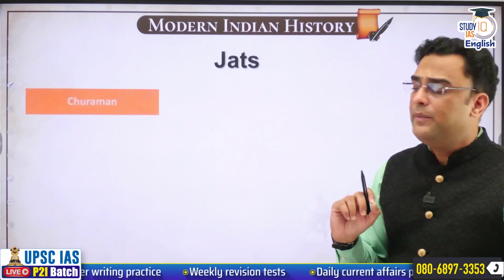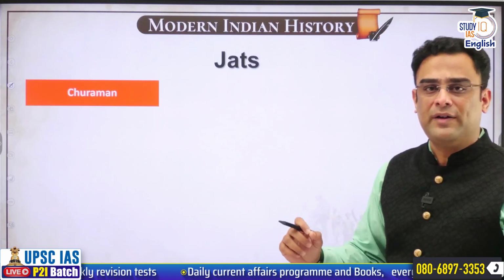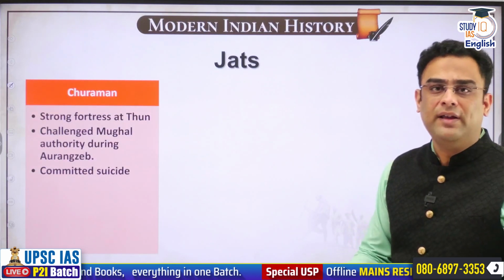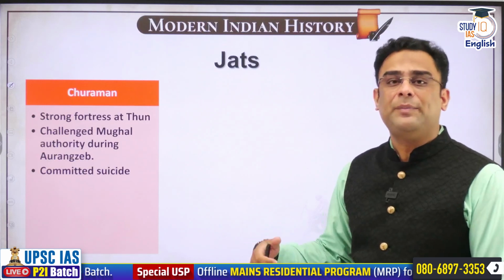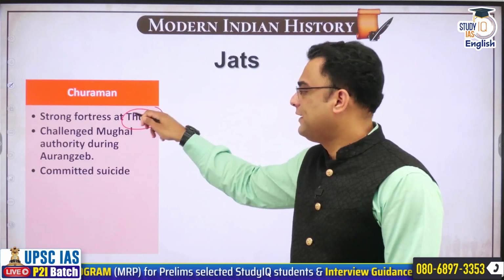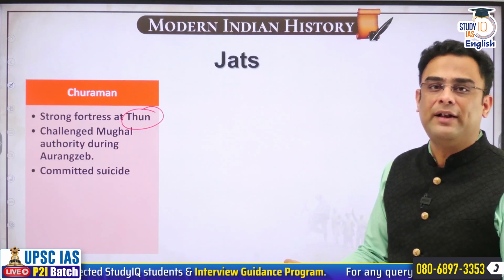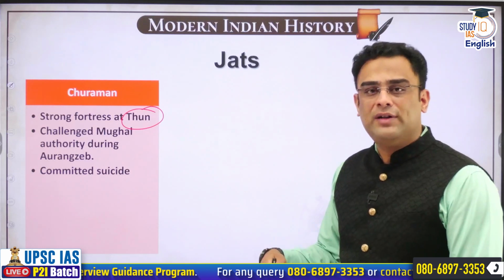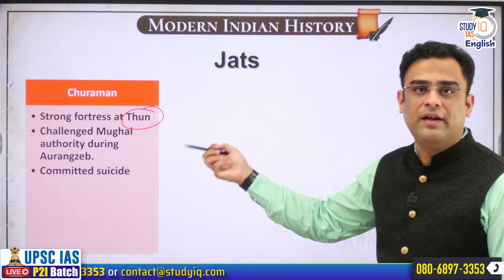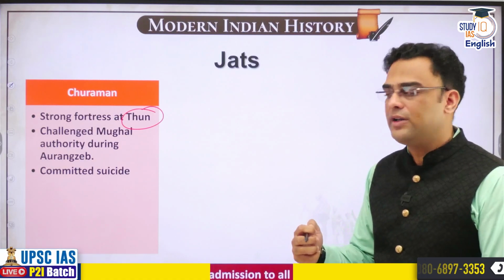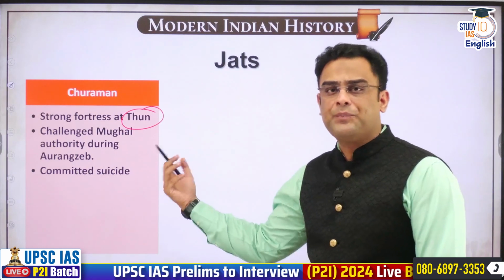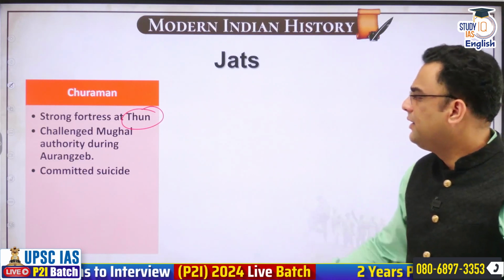Now, some important personalities that we must know from amongst the foremost Jat leaders. Number one is Churaman, who is the first person in Aurangzeb's period to challenge the Mughal might. He established a strong fortress at Thun and challenged the might of the Mughal Empire. The Mughal rulers sent the local Subedar, who was a Rajput chief, to take control of this situation and bring law and order back in control. The Mughal army marched on to his fortress, and ultimately, because of the siege, he later committed suicide.